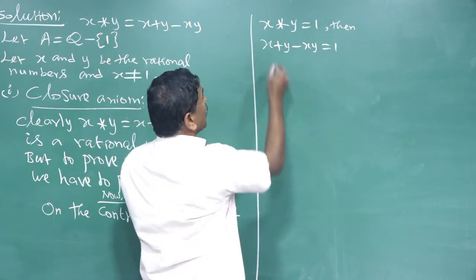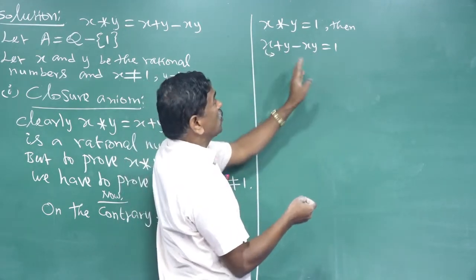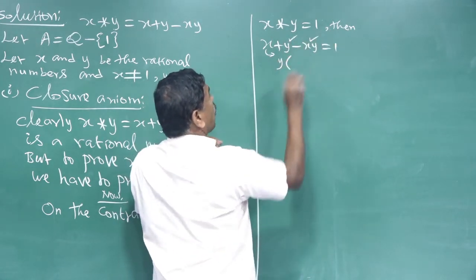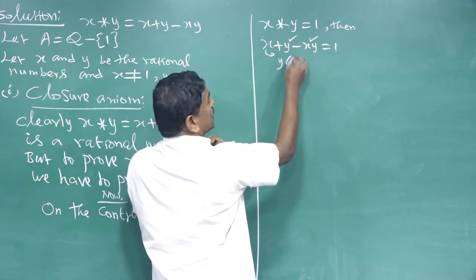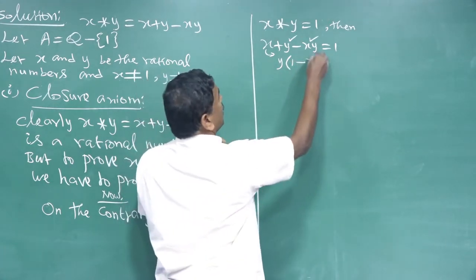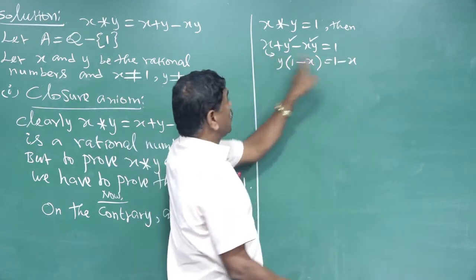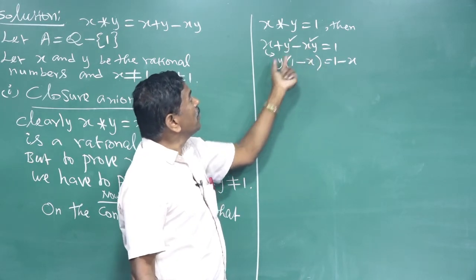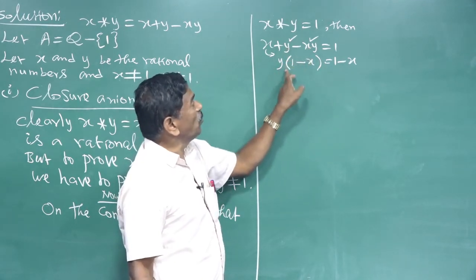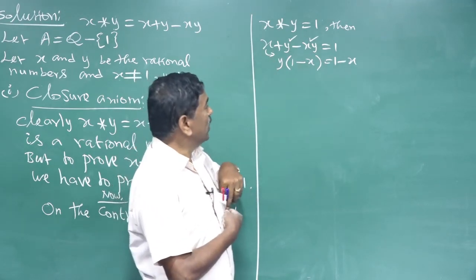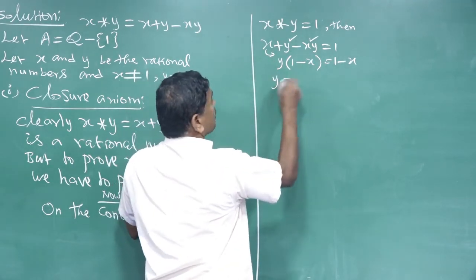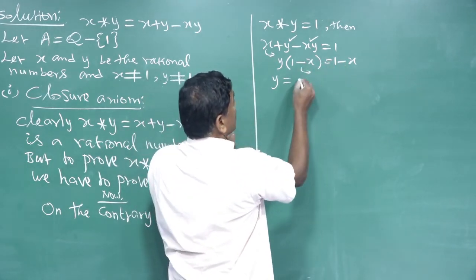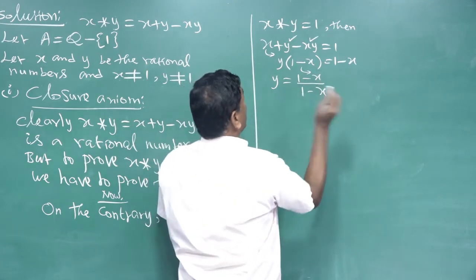Now x goes to the right side, which means minus x. Considering the second and third terms, y is common. So y into 1 minus x is equal to 1 minus x. Taking out y, y into 1 is y, and y into minus x is minus xy. Now make y equal to something: y is equal to 1 minus x divided by 1 minus x.